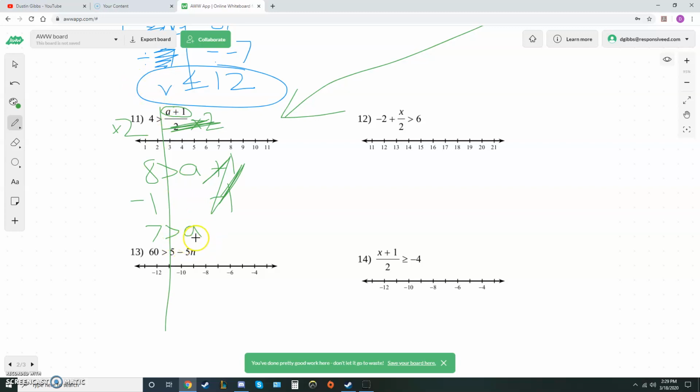Here, it's not. So what I need to do is I need to take this a and the 7, and I need to swap their positions. So let me do that. But if you notice what I did is I changed my symbol.